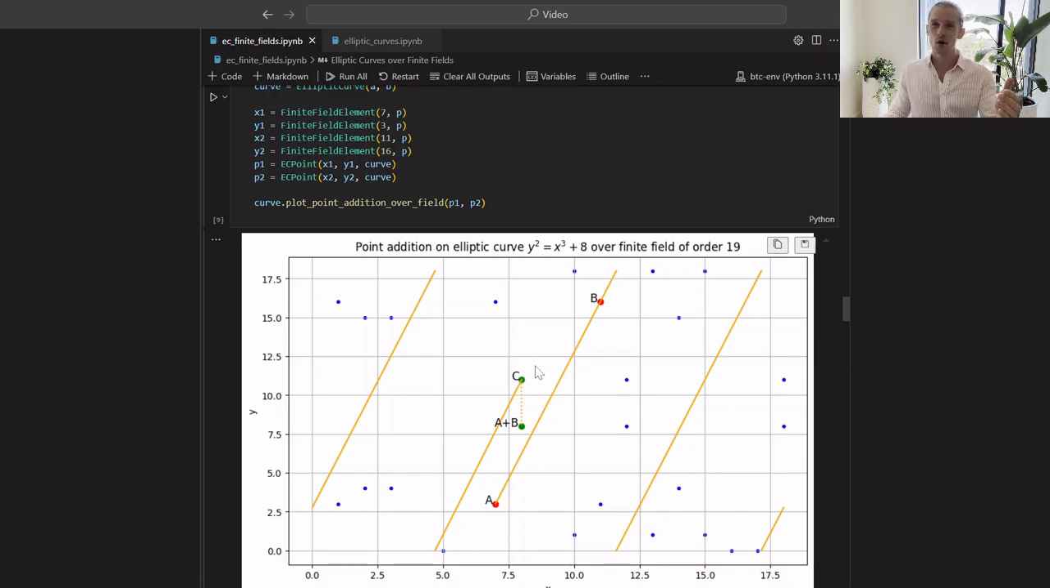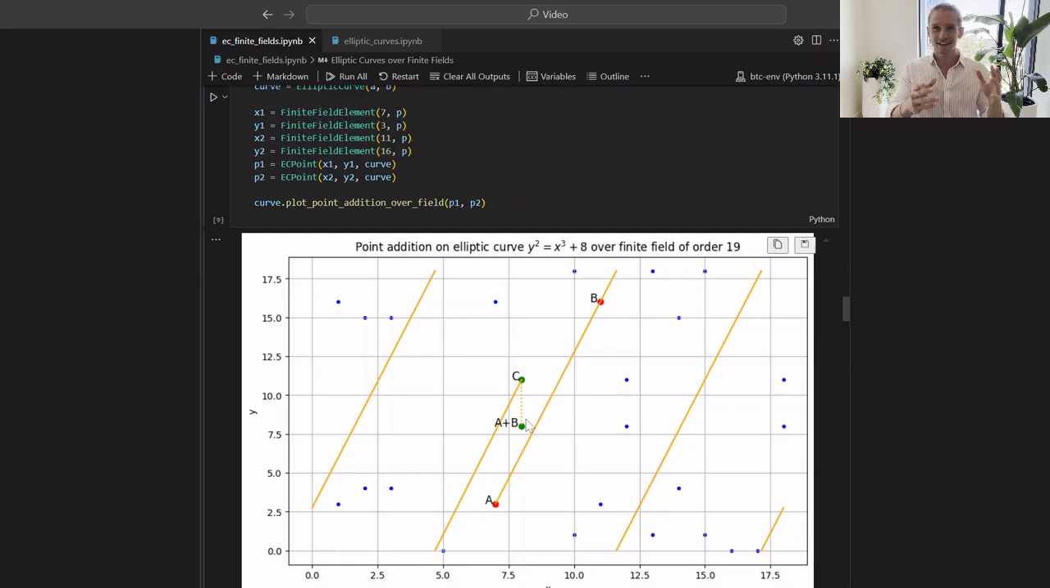the mirroring axis, which, remember, for finite field elements isn't the x-axis anymore, but it's the axis that's right in the middle of the finite field. So here we have a finite field of order 19, so 19 divided by 2 is 9.5. So the axis of symmetry is somewhere around here, and when we reflect this point over the axis of symmetry to get the other point on the inverse of this point, the result of A and B is down here.